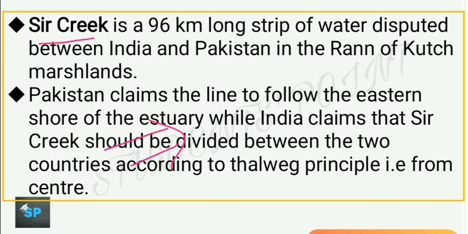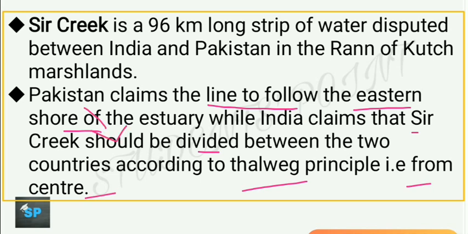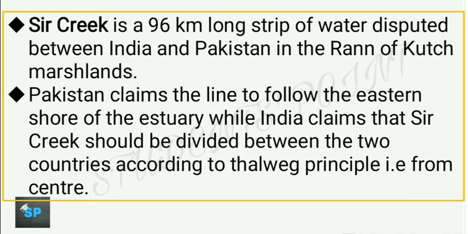What is Sar Creek? It is a 96 km long strip of water disputed between India and Pakistan in the Rann of Kutch marshland, that is the border of Gujarat and Pakistan's Sindh province. Pakistan claims the line follows the eastern shore of the estuary, while India claims that Sar Creek should be divided between two countries according to the Thalweg principle from the center. However, Pakistan says that this Thalweg principle does not apply on saline water bodies or estuaries, and since Sar Creek is an estuary, the Thalweg principle shall not apply.